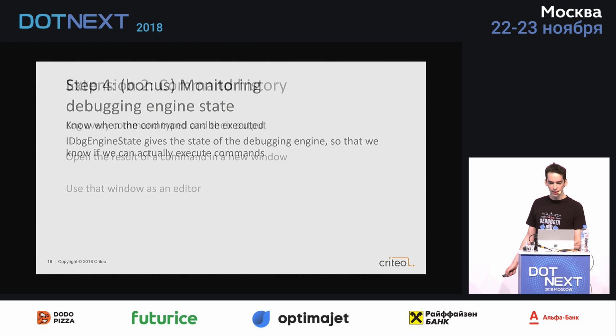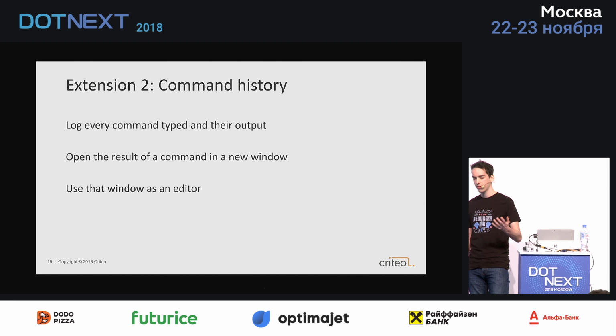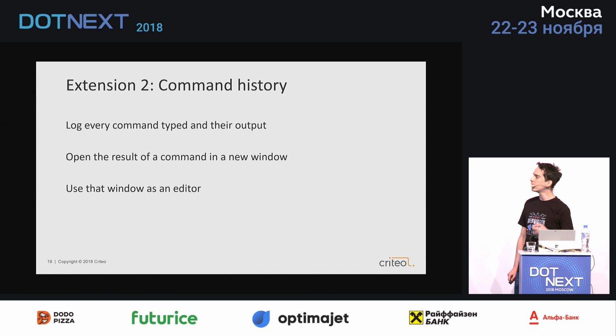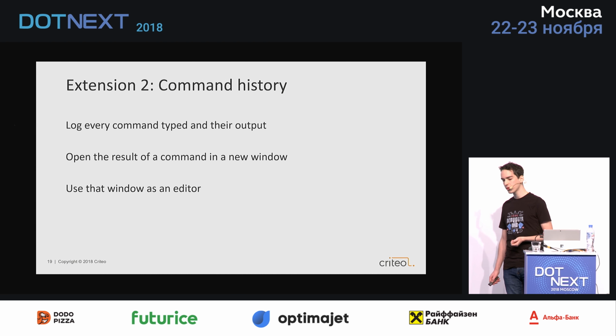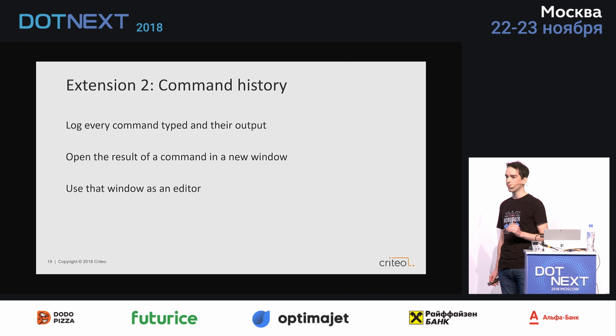Okay, so let's try to do something a bit more useful. As I said, one of the main things I don't like about WinDbg is how you don't have a history of command. So we will fix that. I want a user extension that logs every command that I'm typing and their output. And then I want to be able to open a panel which will show me all the commands I typed. And whenever I double click on one, it will open the output of that command in a new window. And since we're there, we will also turn that new window into a new command editor.